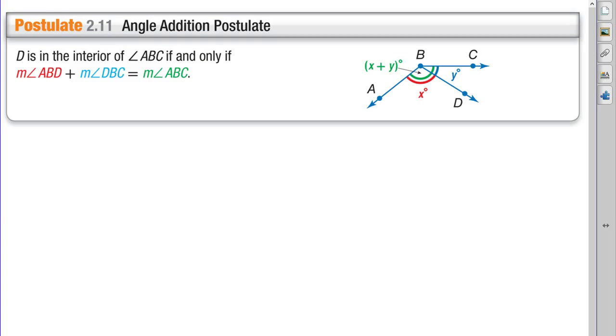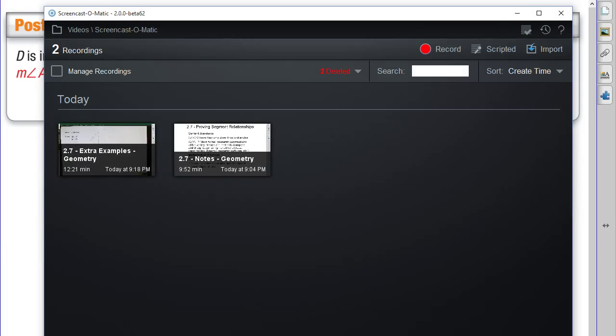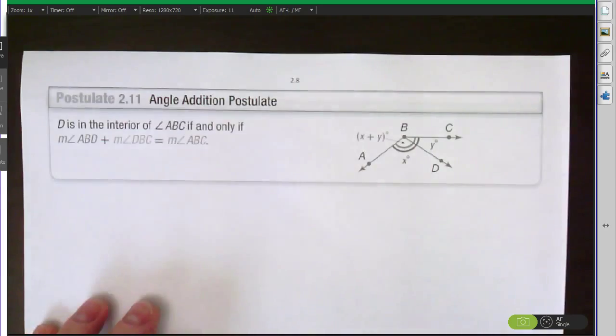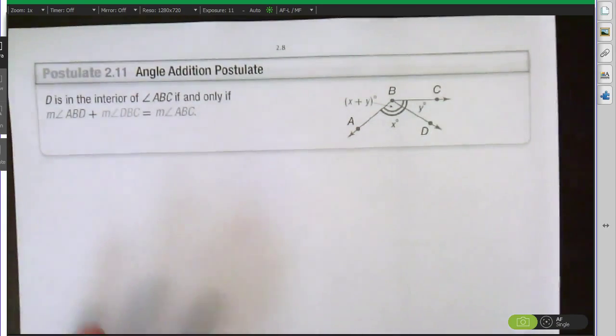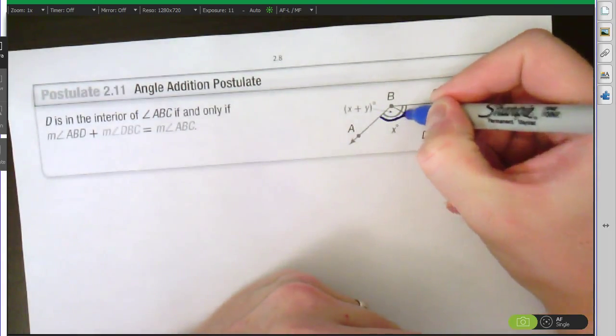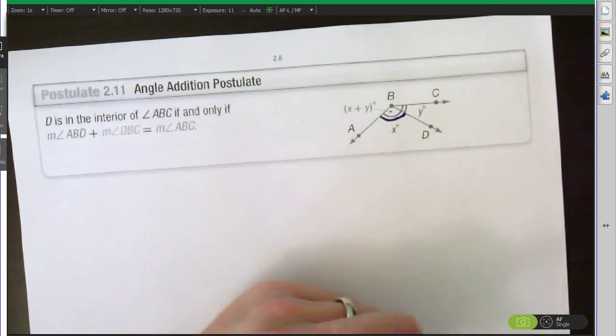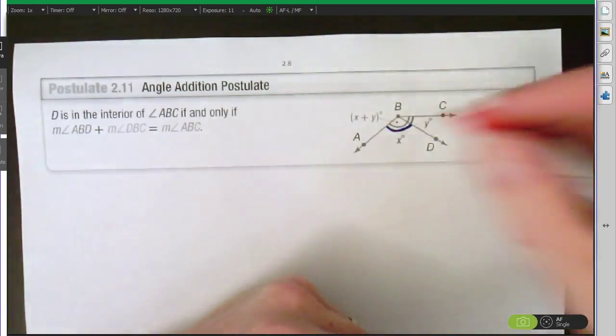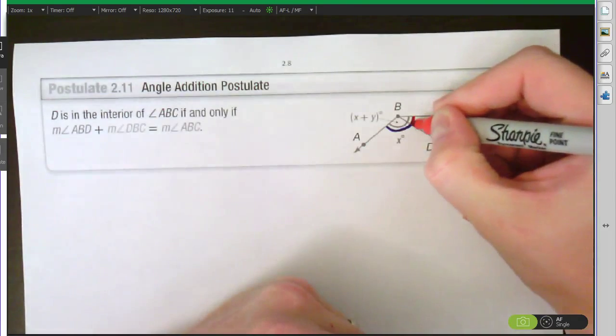The angle addition postulate works just like the segment addition postulate. If you've got two angles and there's a point between, okay, let me actually just go to the video here. So in this one, you've got two angles. You've got X, which we'll put in blue. That's ABD. And you've got BDC, the Y, in red.